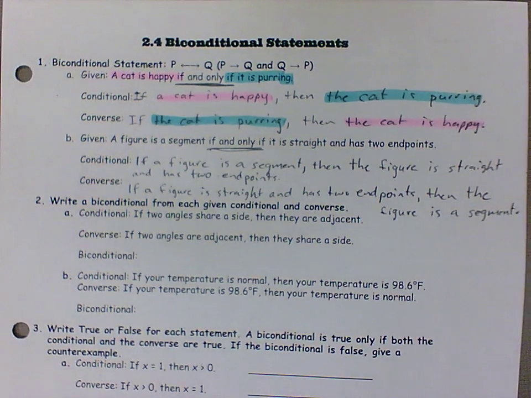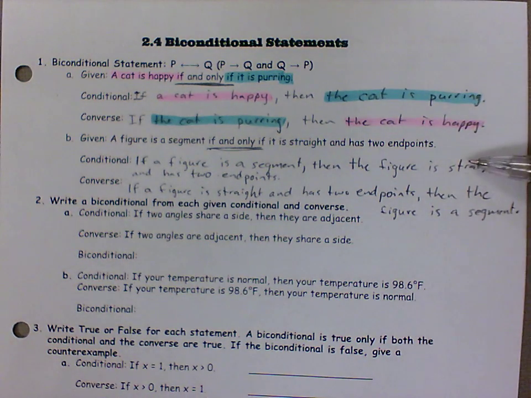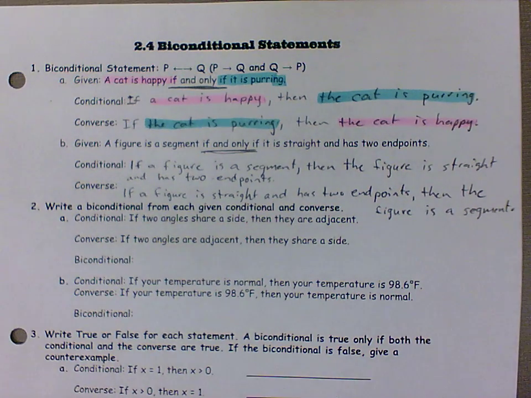All right, pause the video if you need to, but here are our two statements, the conditional and the converse. So if a figure is a segment, then the figure is straight and has two endpoints. Then my converse, swapping that hypothesis and conclusion: if a figure is straight and has two endpoints, then the figure is a segment. With biconditionals, you'll see a lot of the time that we use them in geometry with math definitions. So for example, this example of what a segment is, you'll see that a lot throughout the year.